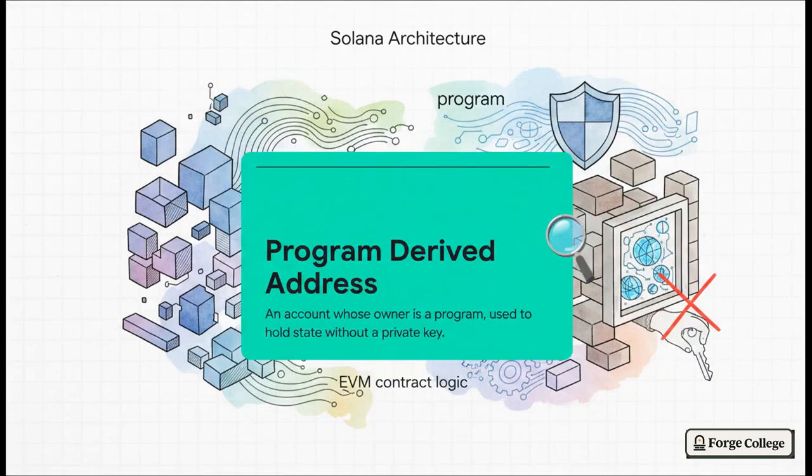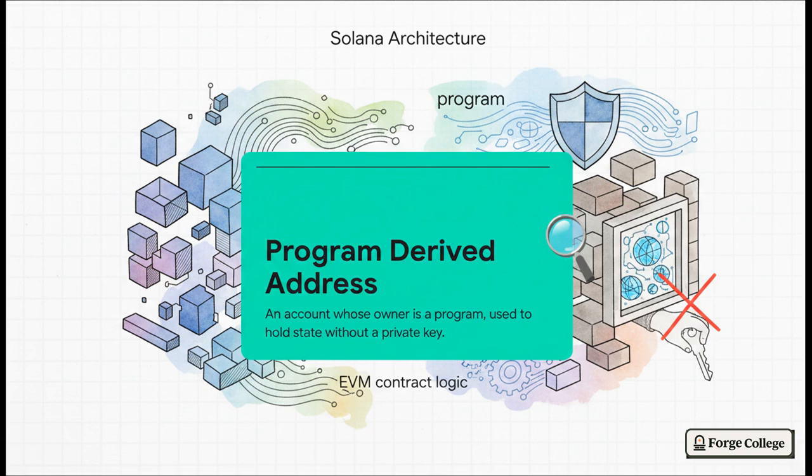Now, since we're no longer hoarding all that data inside one single contract box, we obviously need a way to manage authorities securely, right? Well, enter the program-derived address, or PDA for short. You can think of a PDA as this special account that is strictly controlled by a program's logic rather than, say, a user with a private key.